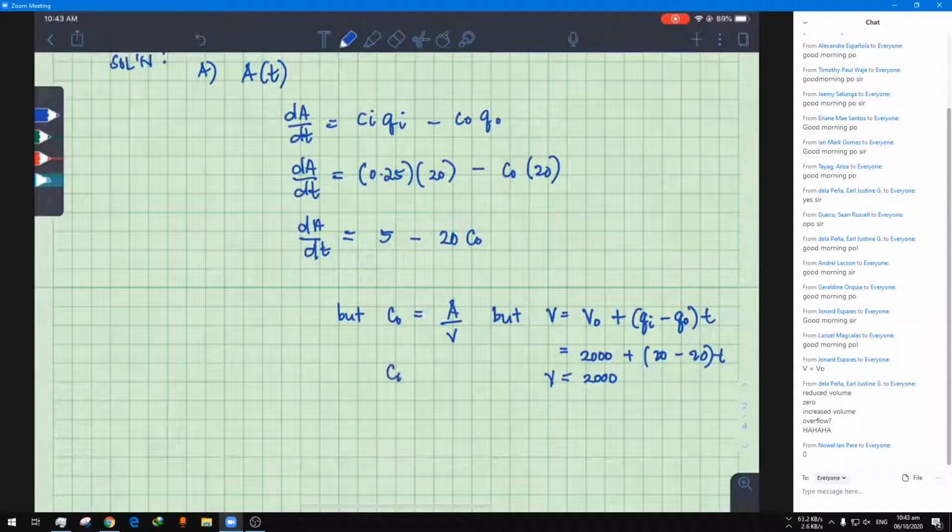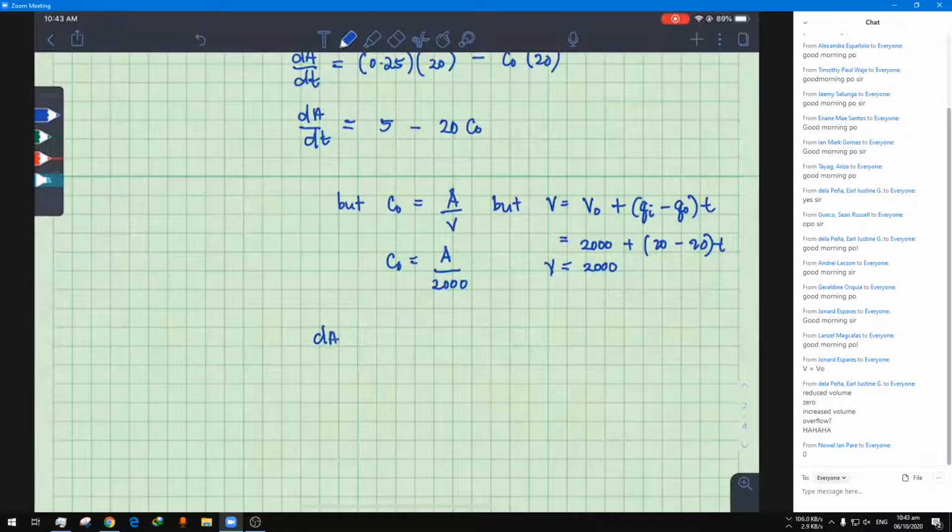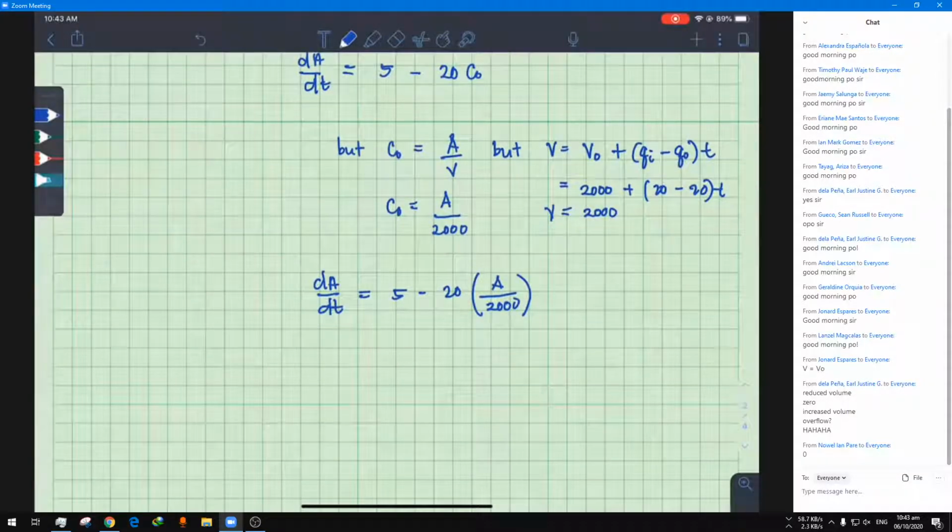So the output concentration would be the amount of the substance in the mixture that goes out from the tank, and V is equal to 2,000. Substituting that, dA over dt is equal to 5 minus 20 times C_out, and C_out is A over 2,000. So dA over dt is equal to 5 minus A over 100. So this time around, we already have our differential equation.